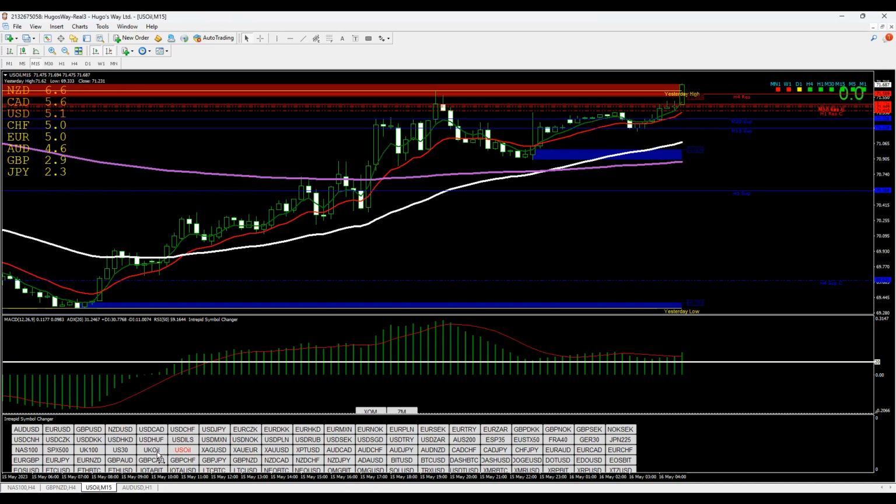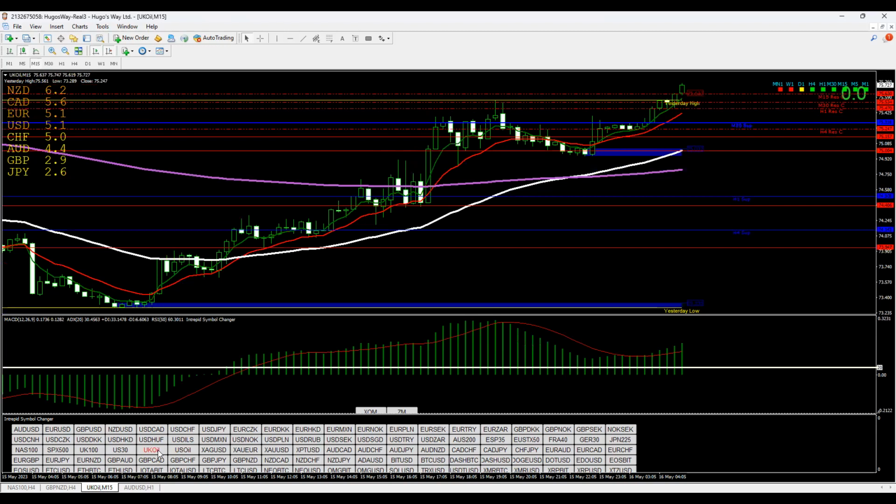Look at UK. So remember, US oil follows UK. So if this is going to continue to move upward, look at that. It's moving. You have to be careful.